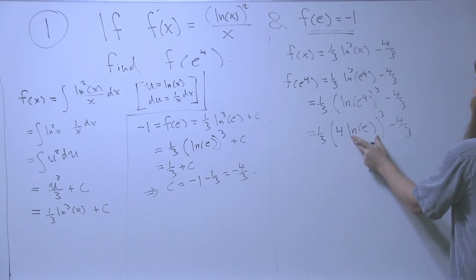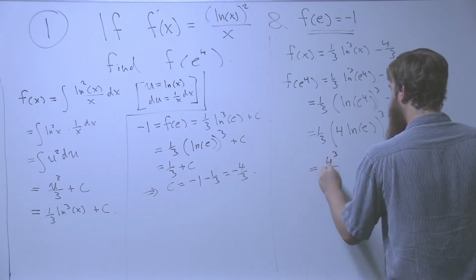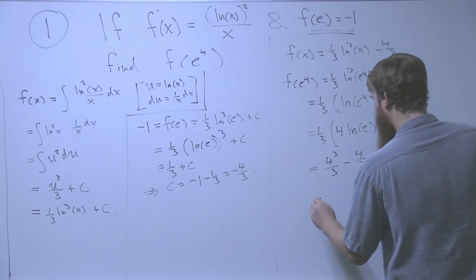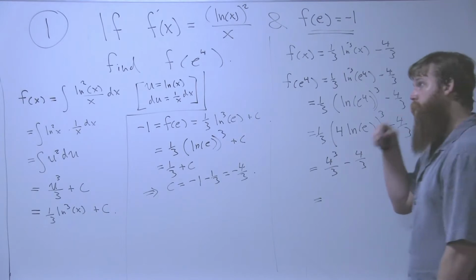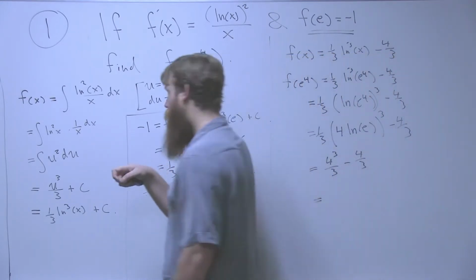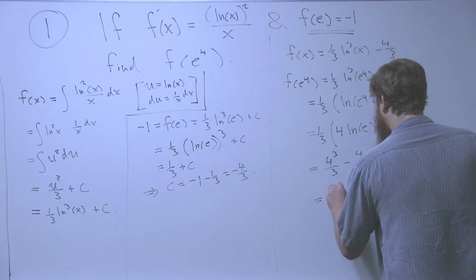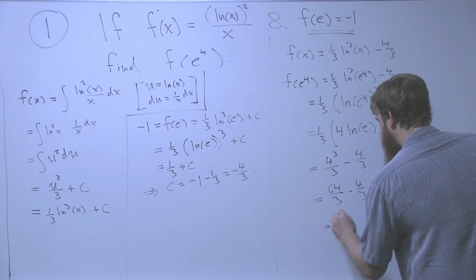Log of e is still just 1, so we'll have 4 cubed over 3 minus 4 over 3. And it's up to you how you simplify from here. 4 cubed is 4 times 4 times 4, is 16 times 4 is 64, so that's 64/3 minus 4/3, which is just 60/3.